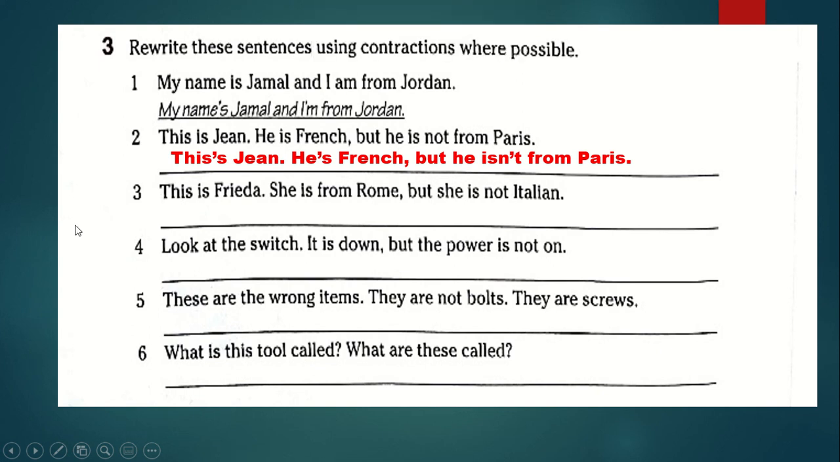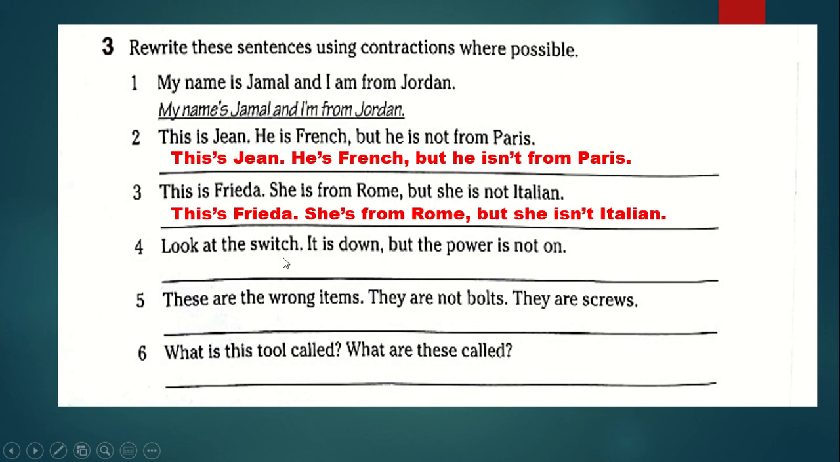Now assume that you have answered the questions and you are back. So let's check. Number 3, this is Frida. She is from Rome, but she is not Italian. Answer: This is Frida. She's from Rome, but she isn't Italian.